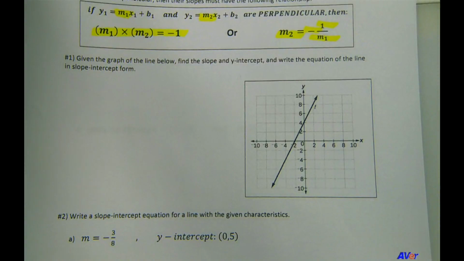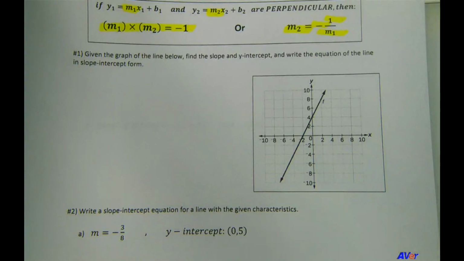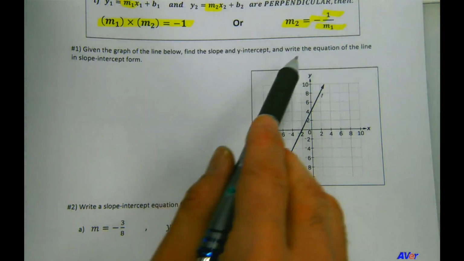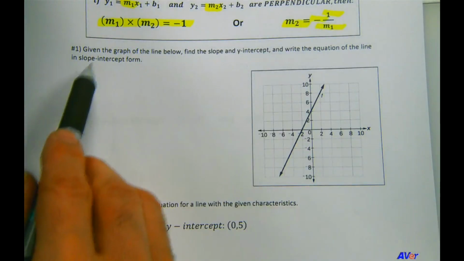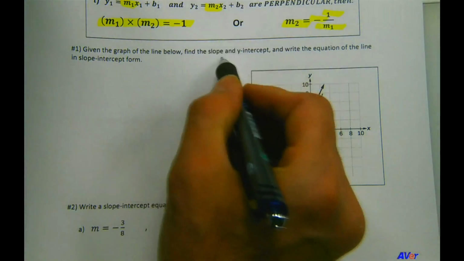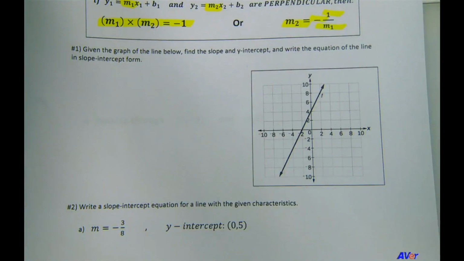Okay, so moving forward here, here's the example, which means I have to give you the reminder that please pause the video, answer this question on your own on a scratch paper, then come back to the video. So given the graph of the line below, find the slope and y-intercept and write the equation of the line in slope-intercept form.